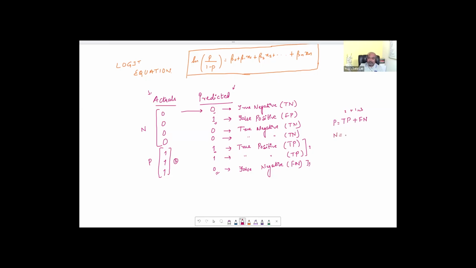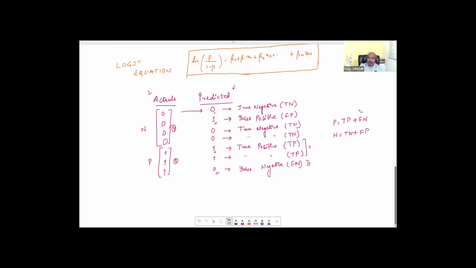Similarly, N is equal to TN plus FP. That means the number of actual negatives is the number of true negatives plus the number of false positives. How many true negatives do I have? 1, 2, and 3. I have 3 true negatives plus 1 false positive, which is 4. And I have 4 actual negatives. So P is equal to TP plus FN and N is equal to TN plus FP, which tells me that the actual number of positives is the number of true positives plus false negatives, and the actual number of negatives is the number of true negatives plus false positives.